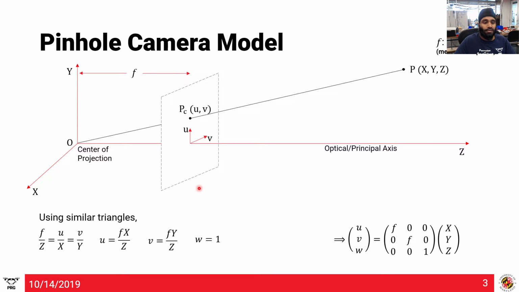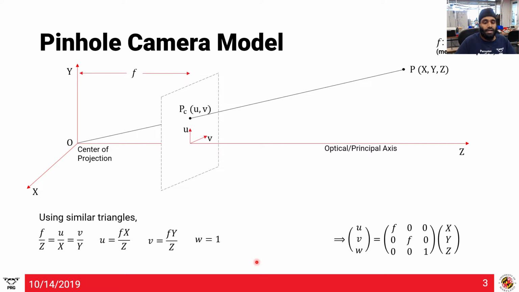So in this slide, we are talking about the virtual plane. Whatever your 3D world point is, it will be projected on this virtual plane at point PC, and the position of this point PC would be u comma v. If I use similar triangles, I can say that the focal length upon the total depth, f by z, equals u by x and v by y. So I can compute u equals fx by z and v equals fy by z, and my w, if I want to call it u v comma w, will be 1.